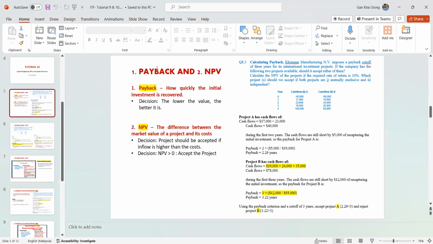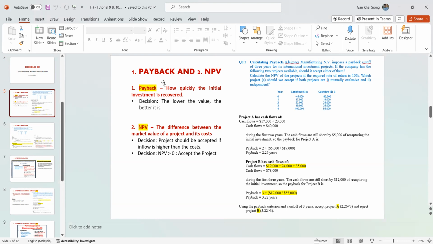Now, let's have a look into the first two rules first. I will go through the rules with you, and at the same time, we will refer to the tutorial question to show how the rules work. All right. Now let's have a look into the first one. The first rule is called payback.